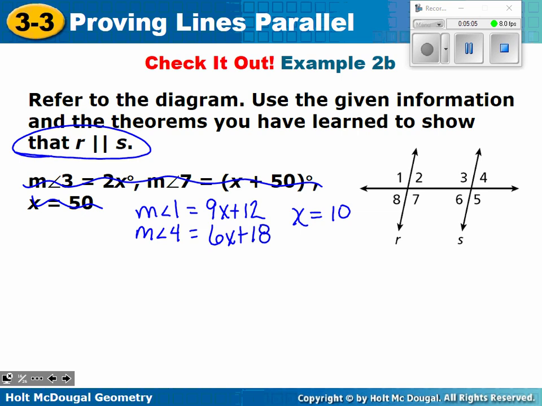Okay, so now let's go through and do this proof. So I'm going to come over here to the board. Statements and reasons.